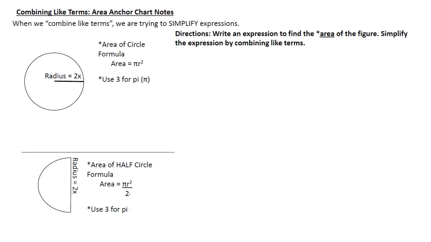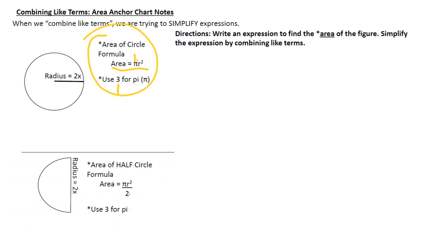Okay, so here again is that area formula. Area equals pi r squared, or r to the second power. For the pi symbol, we're going to be using the number 3. So make sure to substitute or plug in that 3 for that symbol of pi.